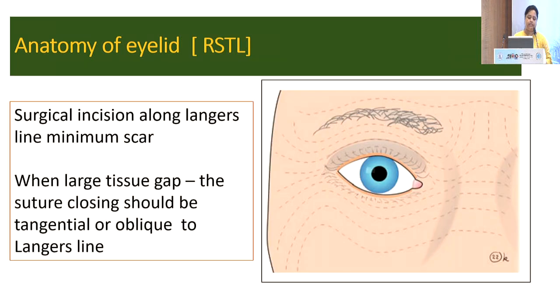Another important thing is the relaxed skin tension line, which is also known as Langer's line. This is the muscle tensile line, and its importance is that if we make an incision along or parallel to Langer's line, there will be minimum scar. And when there is a large tissue gap, the suture closure should be tangential or oblique to Langer's line.